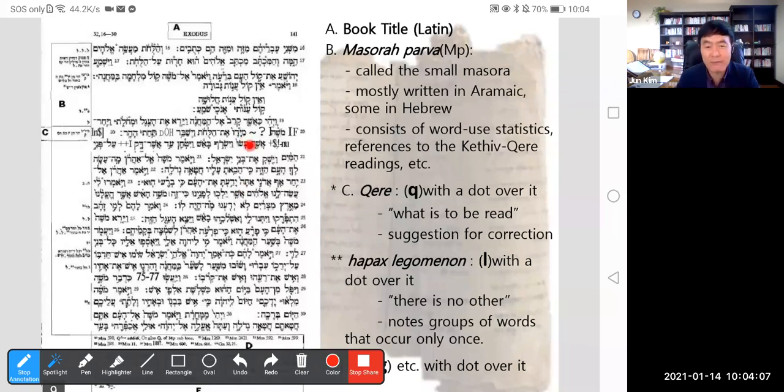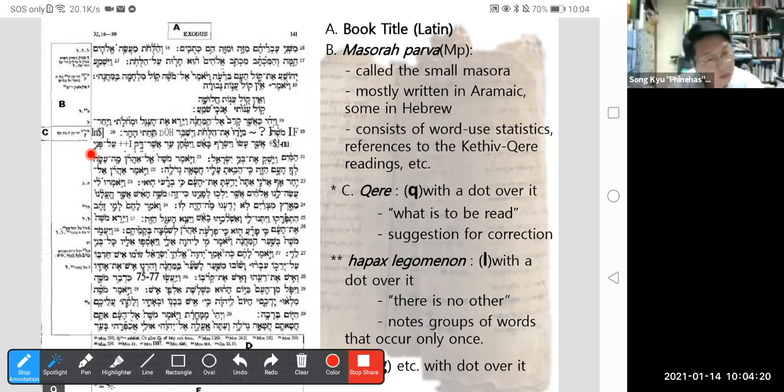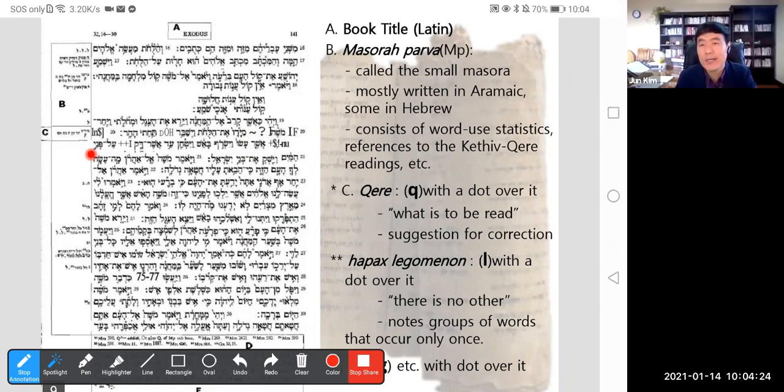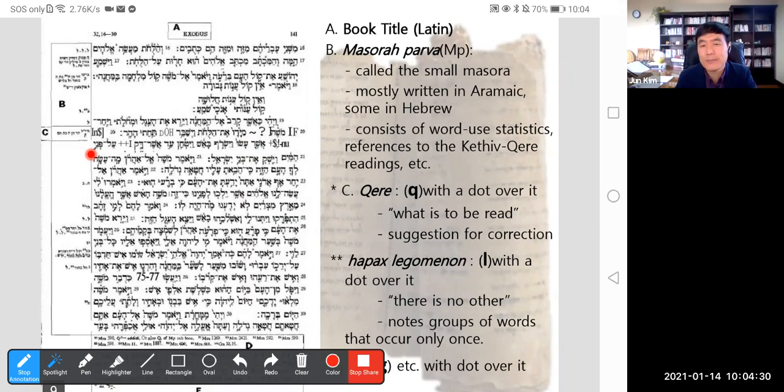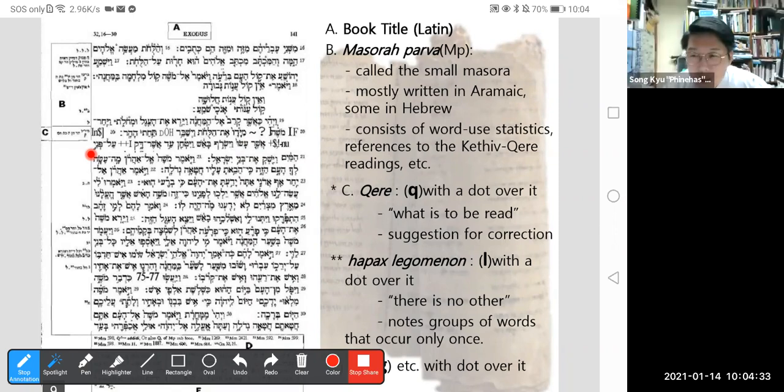So the written word is ketiv. And then the suggested word by the majority scholars is called kere. That's why it starts with kof. So can you see the difference between kere and ketiv? Sir, may I ask a question about this? Okay. So the majority scholars suggested this error in this text.